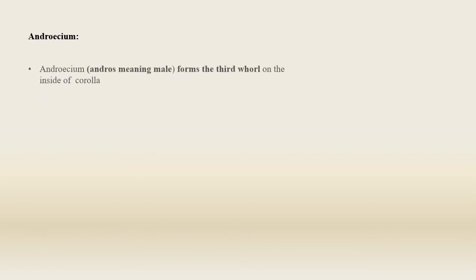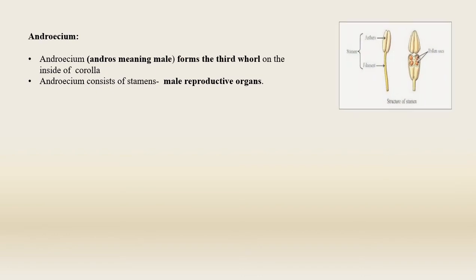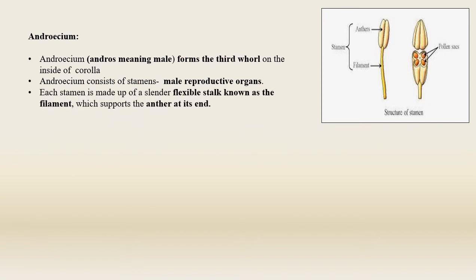Androecium. The androecium, andros meaning male, forms the third wall on the inside of the corolla. Androecium consists of stamens. These are the male reproductive organs. Each stamen is made up of a slender flexible stalk known as the filament, which supports the anther at its end. The anther is attached to the filament with the help of a structure known as the connective.